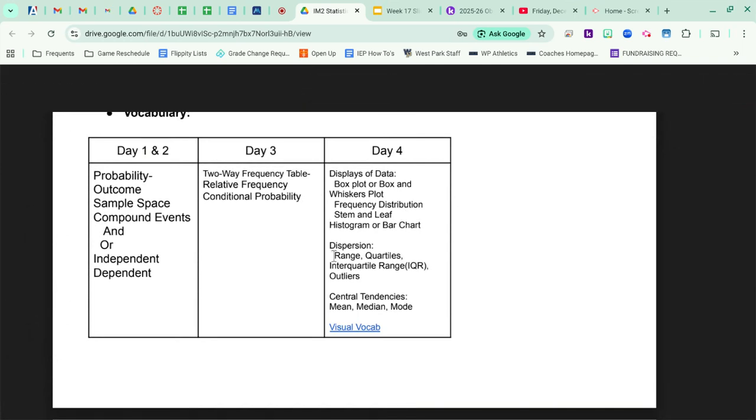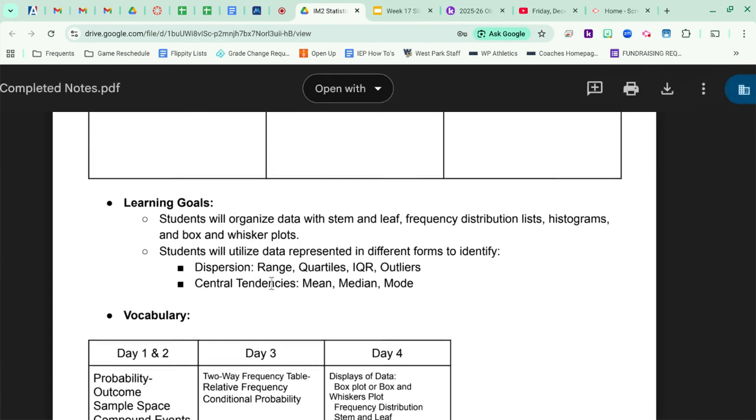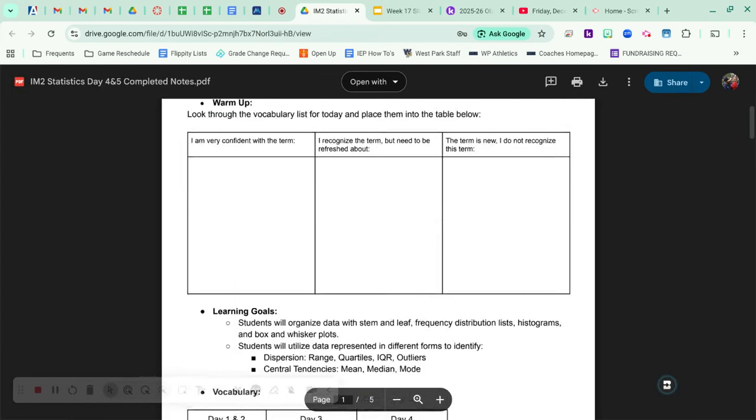Then there's also what's called dispersion. So kind of how spread out. You can kind of see the word spread in there, right? Dispersed. Range, quartiles, interquartile range, how we determine outliers, and then there's central tendencies: mean, median, and mode. So there's a lot. Feel free to click on that visual vocab to kind of help you a little bit, but there's a lot there.